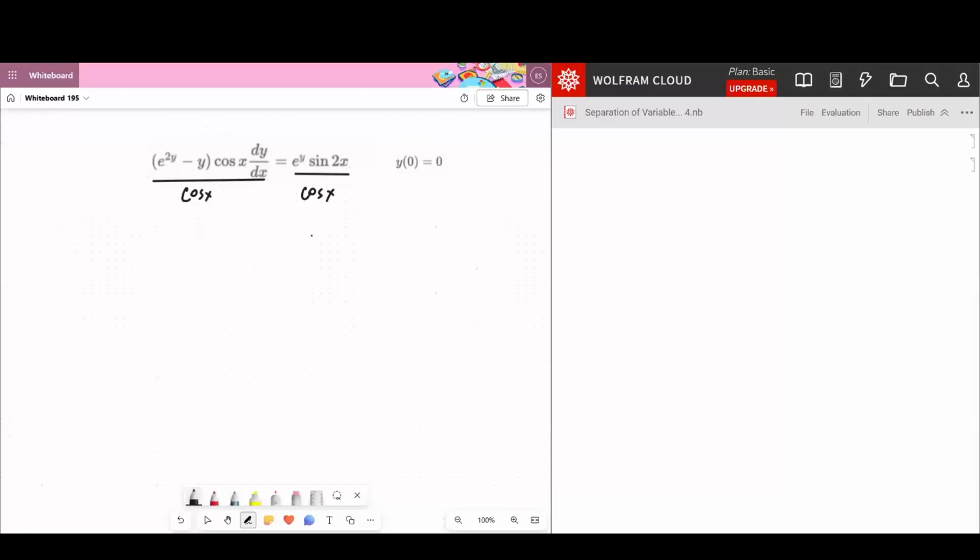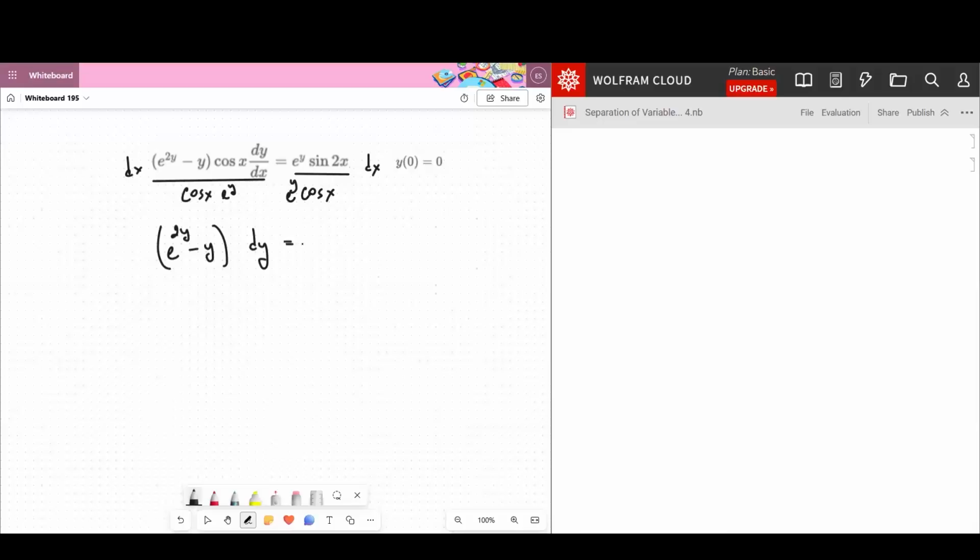We'll obtain, it looks like we can also divide by e to the y, right, by e to the y. So that way we'll just move the y expression to the left side. So we have e to the 2y minus y here, and then dy. And we can also multiply both sides by dx, of course.